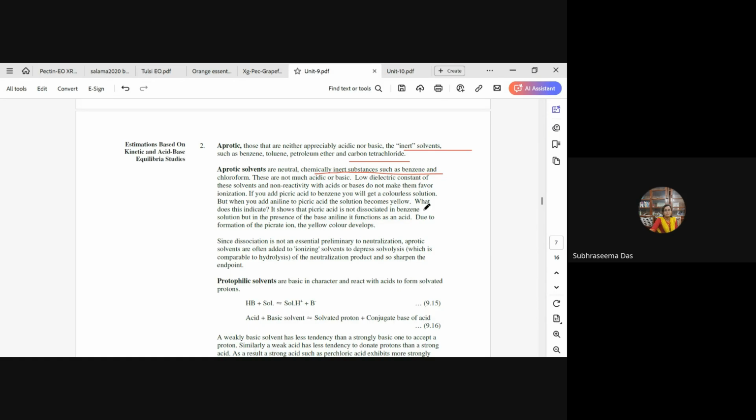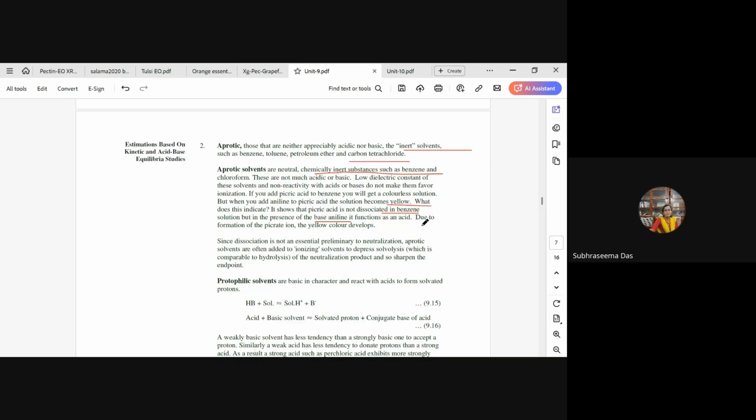So if we add picric acid to benzene, we get a colorless solution. But when we add aniline to the picric acid, the solution becomes yellow. What does this indicate? It shows that picric acid is not dissociated in benzene, but in the presence of the base aniline, it functions as an acid, and due to the formation of the picrate ion, the yellow color develops.